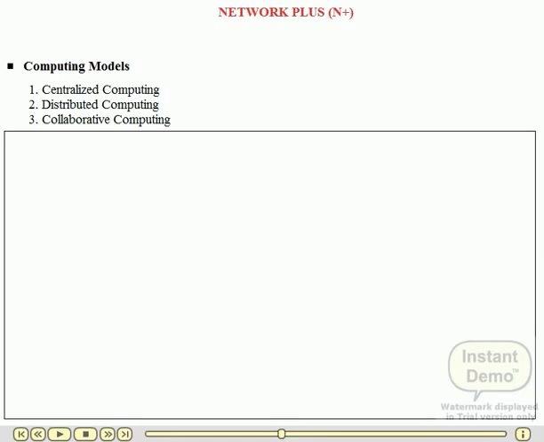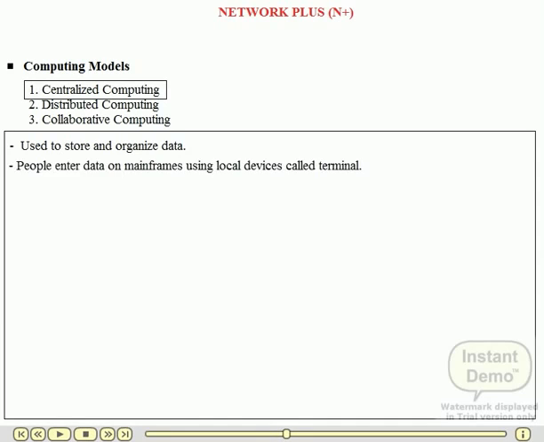First of all, we learn centralized computing. What is the centralized computing model? The centralized computing model is used to store and organize data. Using this model, you can manage our data through one single organization. People enter data on a mainframe using a local device called a terminal. It means you can enter data anywhere in the world and it's stored on one single server. So with a terminal, you can manage the centralized computing model. A terminal is a type of program. Using this program, you can manage and enter data through one single site.